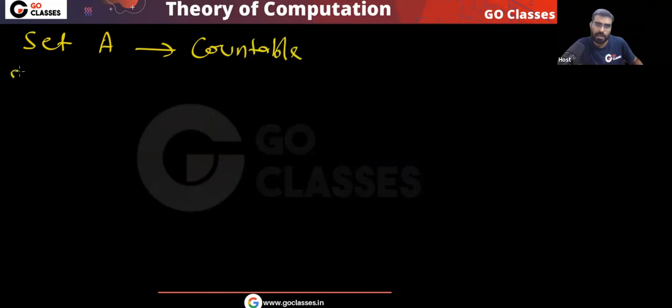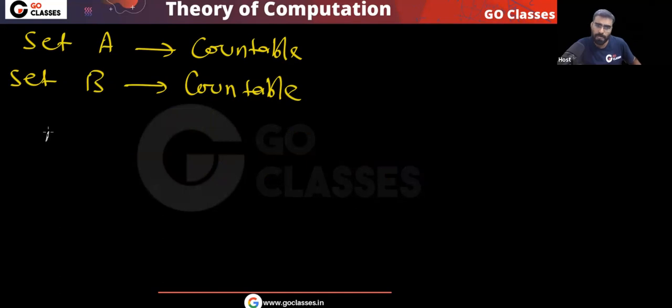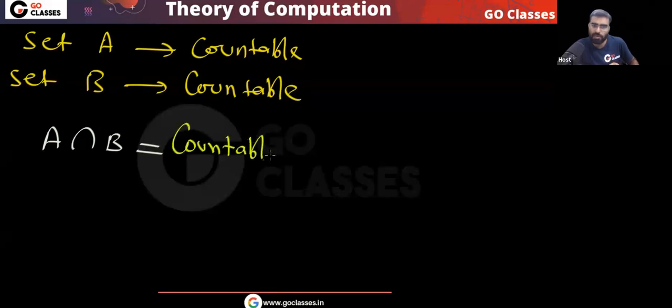See, let's assume you have a set A. This is countable. And let's assume you have a set B. This is also countable. Now tell me, what can you say about A intersection B? Yes, that also will be countable. Very good.